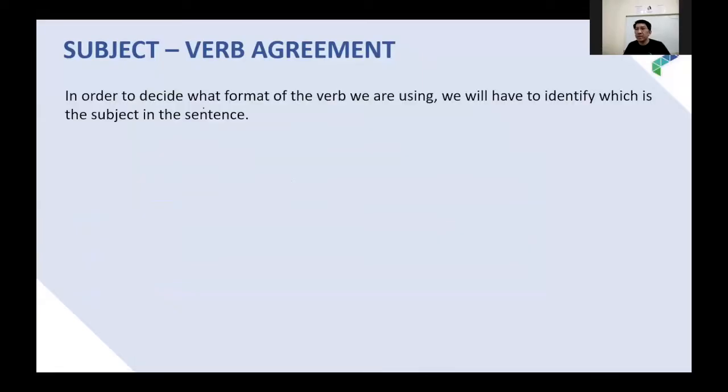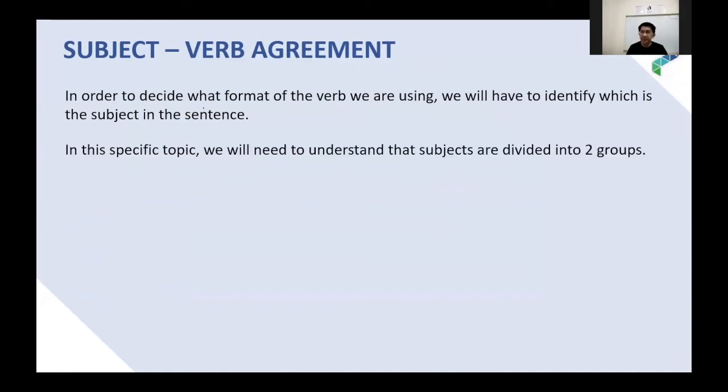So let's get started. To begin with, in order for you to decide what type of verb you should be using, you will have to identify the subject in the sentence, because the subject determines the type of verb that you'll be using in that sentence. In this specific topic, you will need to understand that subjects are divided into two groups.